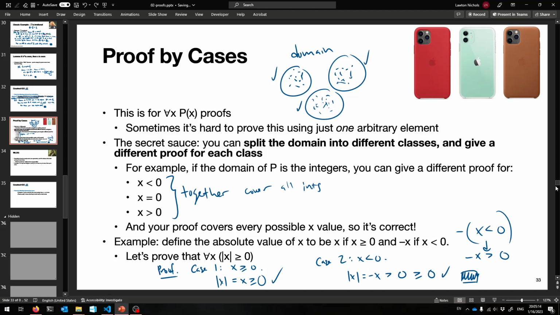So it must be true that for all x, the absolute value of x, according to that definition, is a non-negative number, greater than or equal to 0. Okay, so I hope that makes sense. It was kind of necessary to split up into cases, and that is a normal thing to have.